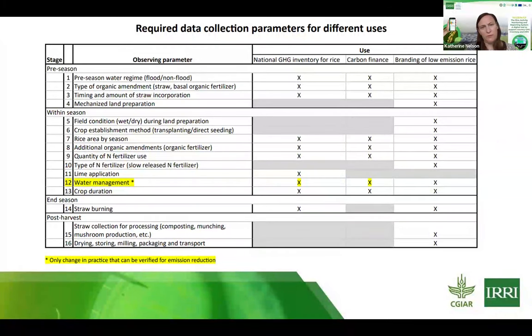So this is just a quick rundown of the type of data that is collected. You can see it's not too many things. It's around 10 for national inventories, and a little bit more if it's for collecting data for branding low emission rice. There is a difference between if it's for carbon markets, and what kind of data needs to be collected.